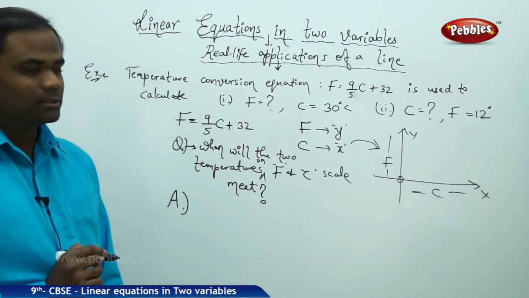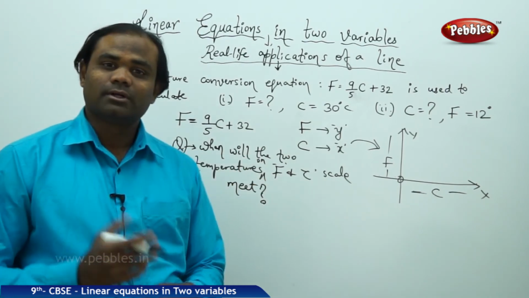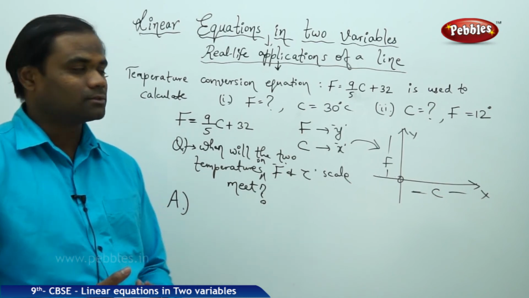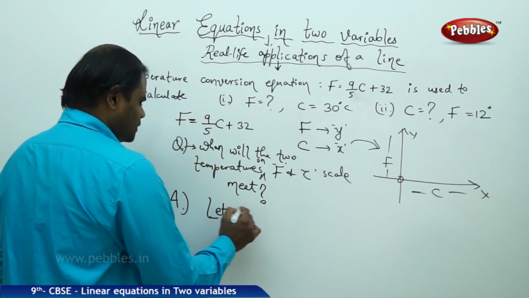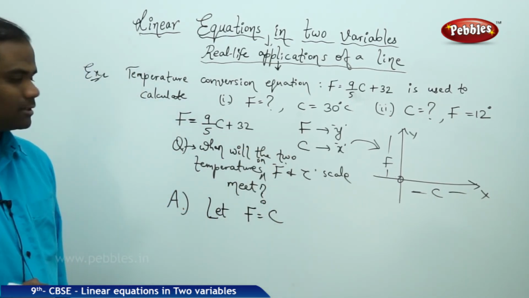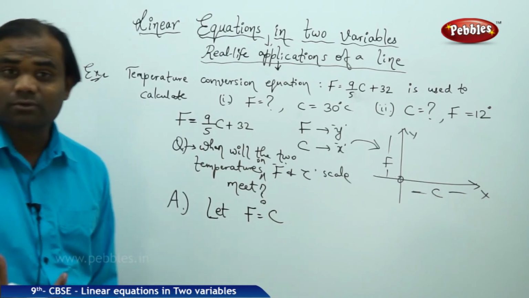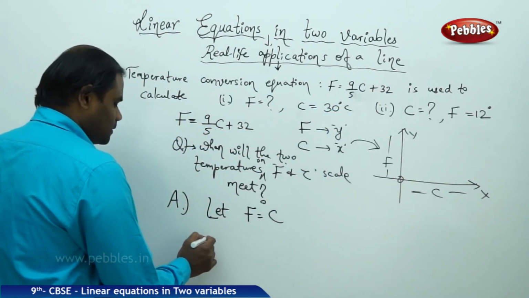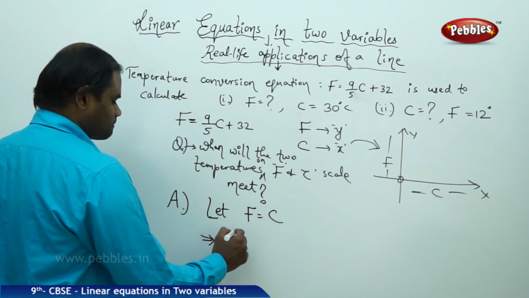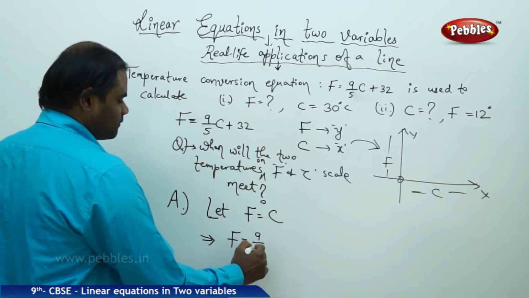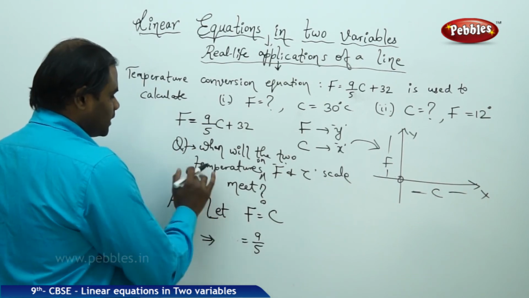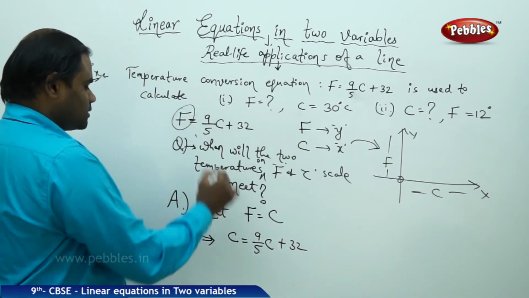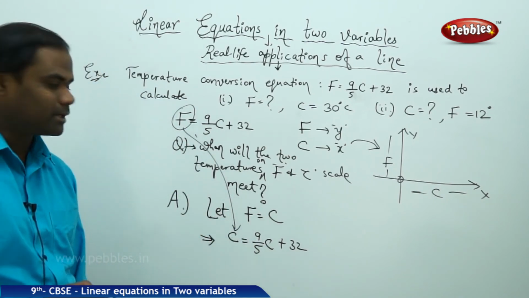In order to do this problem, it is very simple that we assume that the two temperature scales are equal and then find the value, a reverse process of working out. So assuming that F equals C, let's try to find the value utilizing, of course, the linear equation, real life applications of a line. Now that F equals C, I substitute in F equals 9 by 5 of C plus 32, so my F gets replaced with C. This is how I understand the substitution.